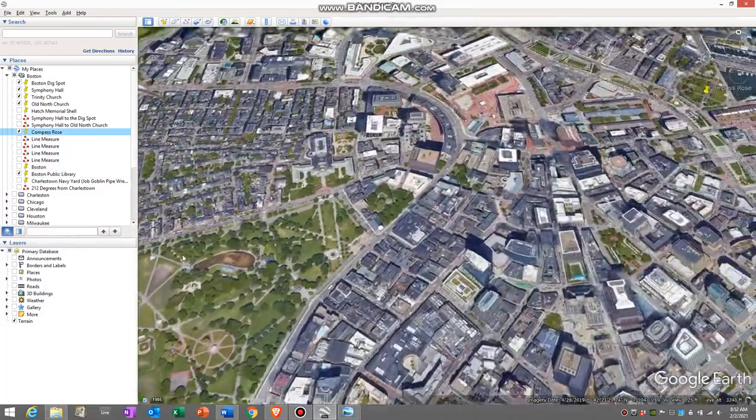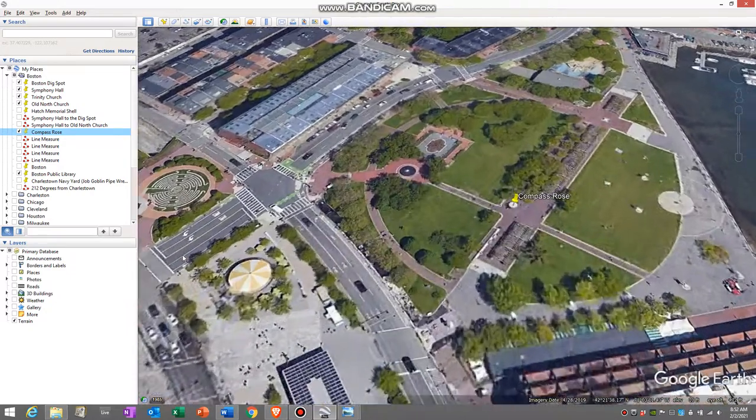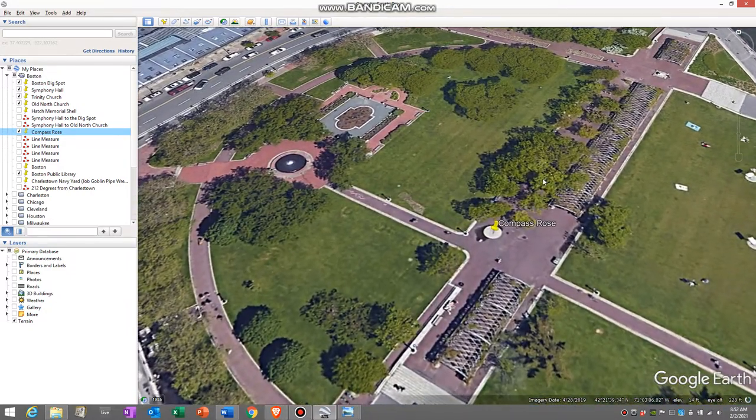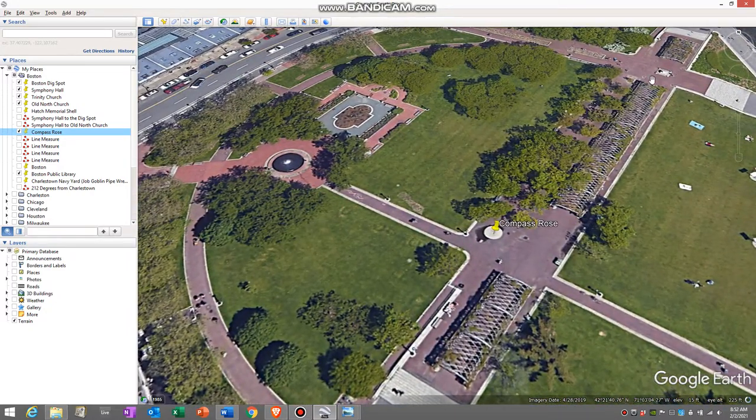And so we'll travel over to Christopher Columbus Park. This is where they were at in the episode. Right up here is the statue of Columbus. But here is the compass rose itself.